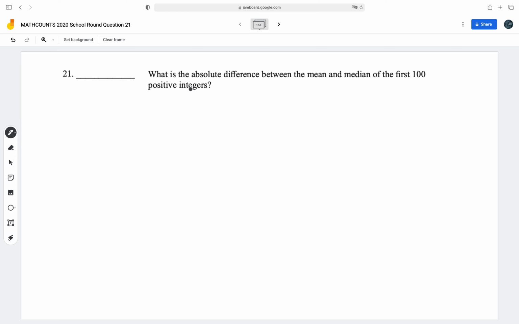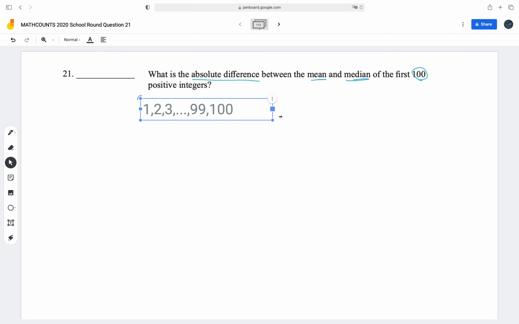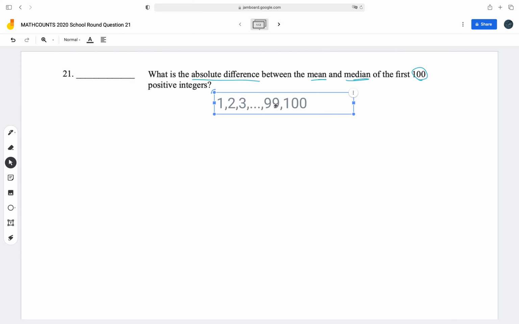So the question reads, what is the absolute difference, it needs to be a positive number, between the mean and median of the first 100 positive integers? So if we want the first positive integers, that's 1, 2, 3, all the way to 100. Just as a reference for us. So that's what this means, basically.